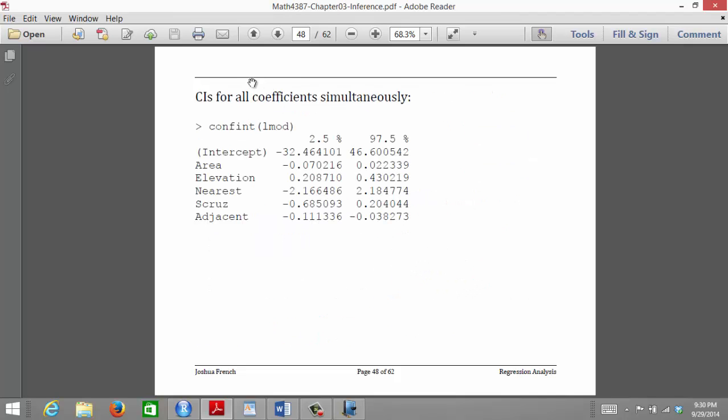In order to do that, we would use the confint function here, and you can specify individual predictors or individual regression coefficients, but really there's no point in doing that. Usually we don't have that many predictors, so it's easier to just use the confint function on your linear model, and it will automatically calculate the 95% confidence intervals for each of our regression coefficients. And so we get the same results here. For area, we get negative 0.07 up to 0.022, the exact same results that we had when we constructed the interval manually.